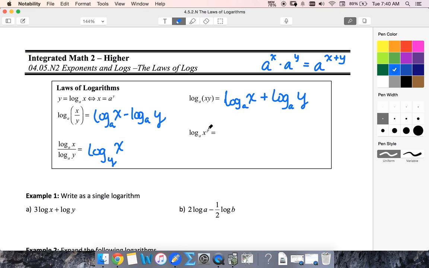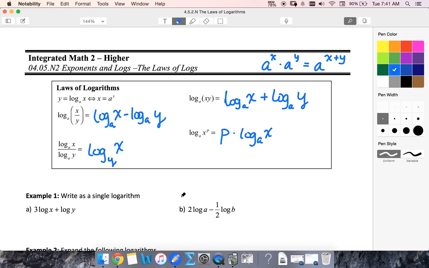In this one, I call this one the bring the exponent to the front rule, so I can bring that p down, whatever that exponent is, and multiply it by log base a of x. Now any of these rules go both ways. So I can take a sum and turn it into a product. I can take a single log and turn it into two separate logs.